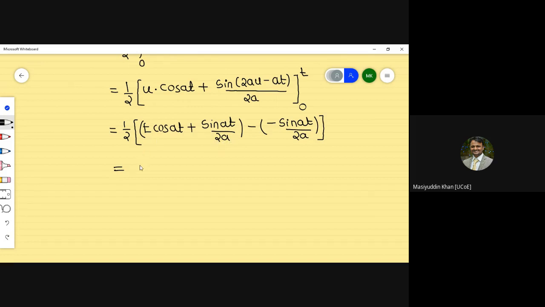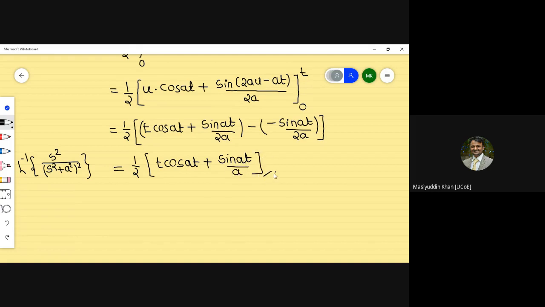but division by 2a is here, so the 2 gets cancelled. The final result is the Laplace inverse of f1 into f2 of s, that is, s square upon s square plus a square raised to power 2, you will get 1 by 2 times t into cos of 80 plus sine of 80 divided by a, and this is our final result.